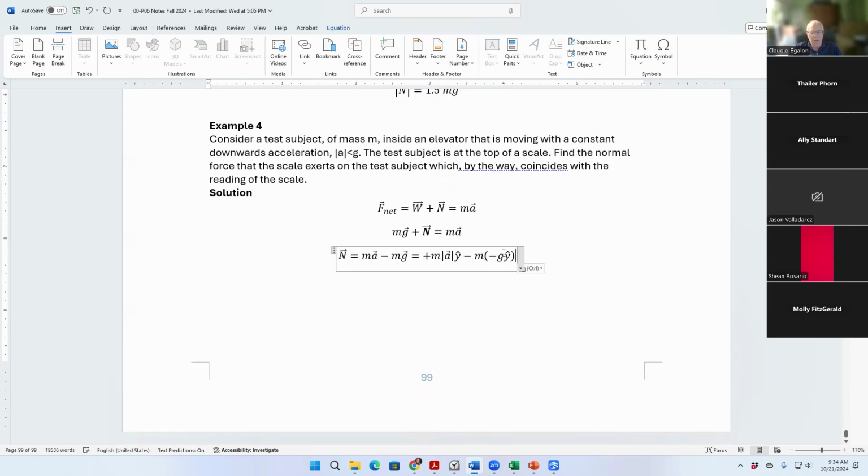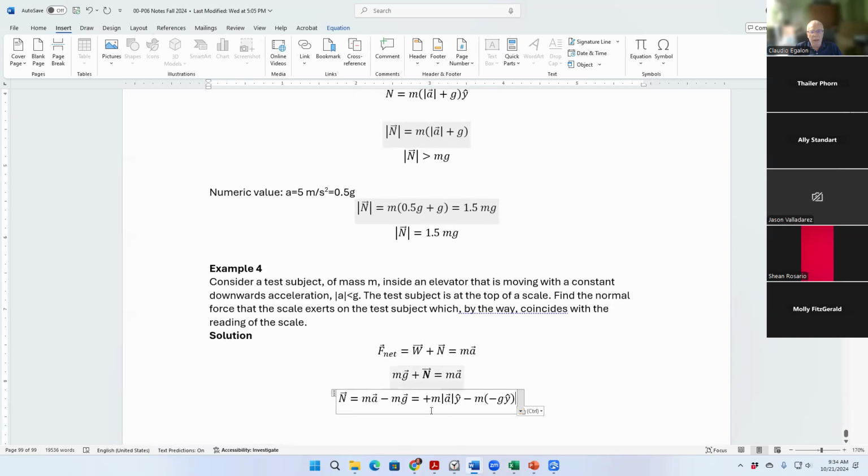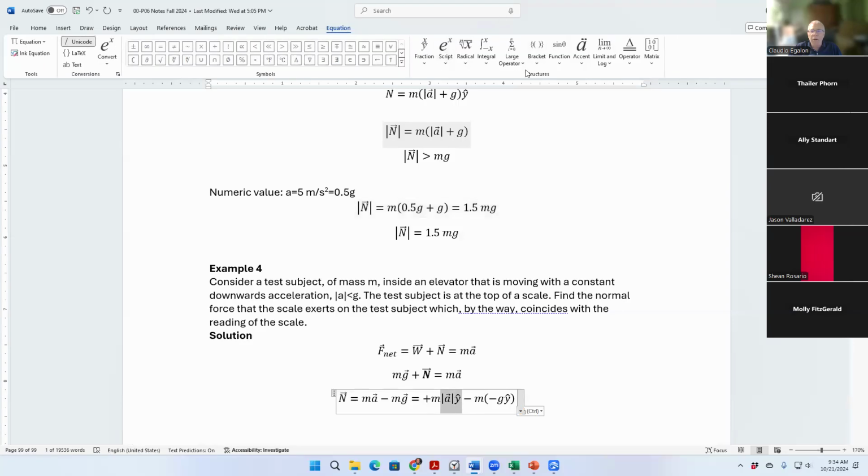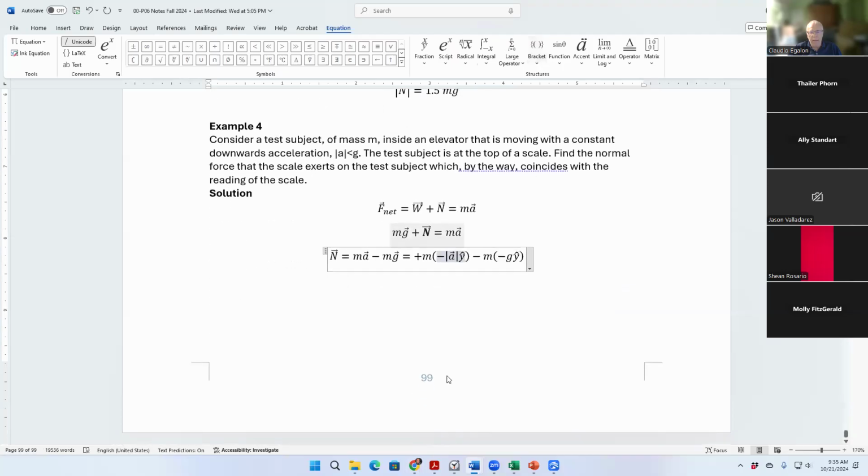So what's the difference now? The difference now is that the acceleration is downwards, right? Consequently, I need to put a negative sign here. I am emphasizing the fact that this acceleration here has a negative sign. That's why I put the magnitude of a. That's the difference between this problem and the other problem. The difference is right in here in the sign.